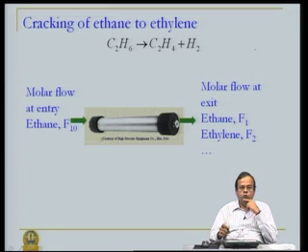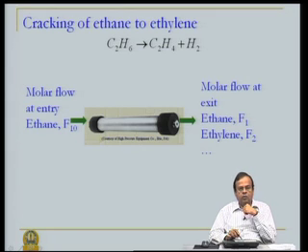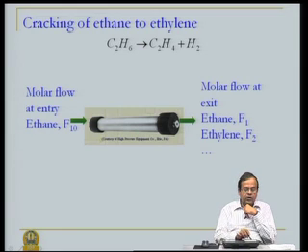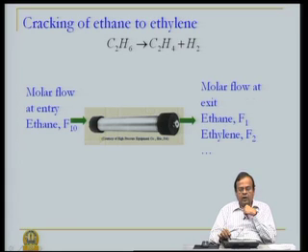So, let us go back to our example of ethane cracking to ethylene, and let us say that we are doing this reaction in a tubular reactor. The real reactor does not look like this, but this is only schematic, good enough for our purpose. And let us say that there is a certain flow in terms of moles that the gas is entering in the reactor, and there is a certain flow coming out of the reactor at the exit of the reactor.